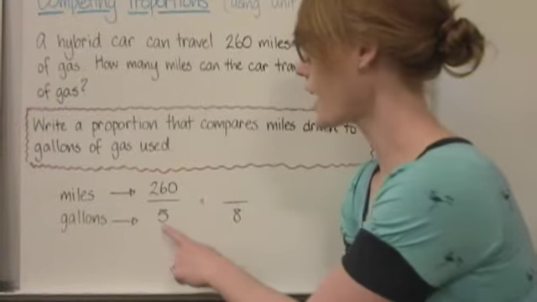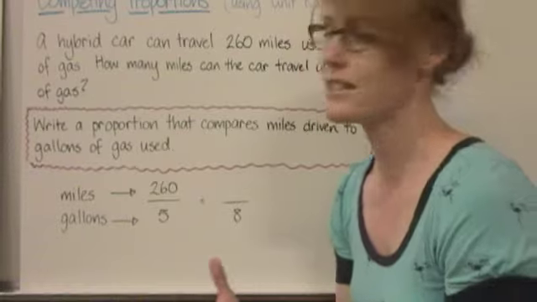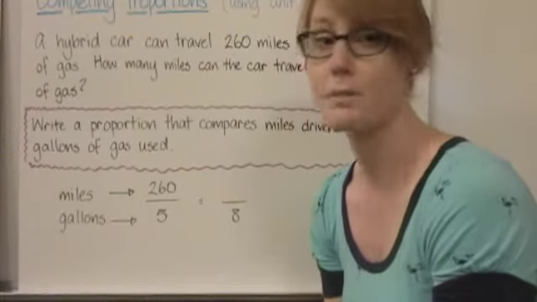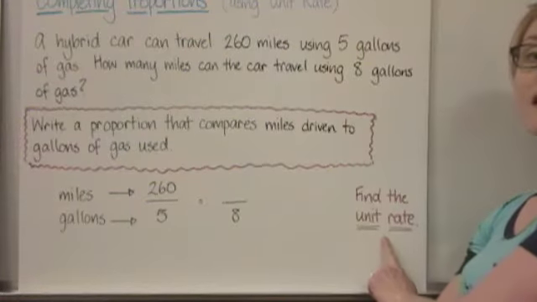Now, we can look at 5 and 8 and recognize that they're not usually easy to compare using multiplication. And in order to help us out, what we can do is find the unit rate.